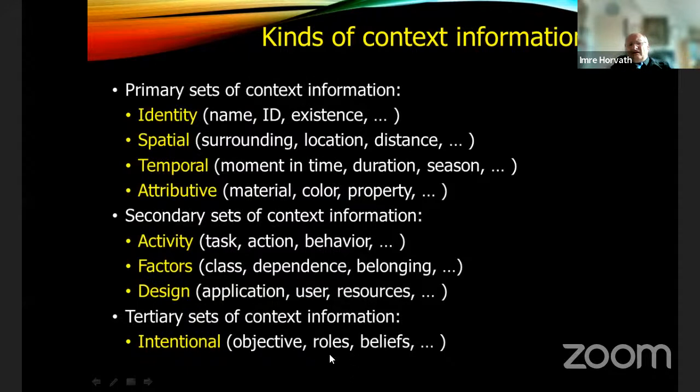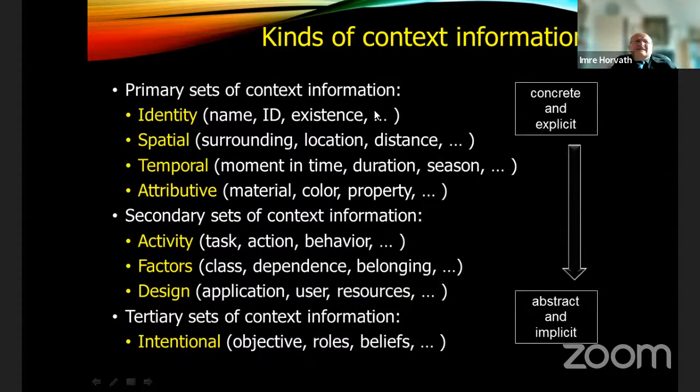So these were the things here. And then, as you can see, these three categories of context information go from the concrete and explicit to the abstract and implicit. For instance, the roles and the beliefs of the people, that, okay, I will not be suffering from the fire or whatever. These are all pieces of intentional context information. So this is the information in general.